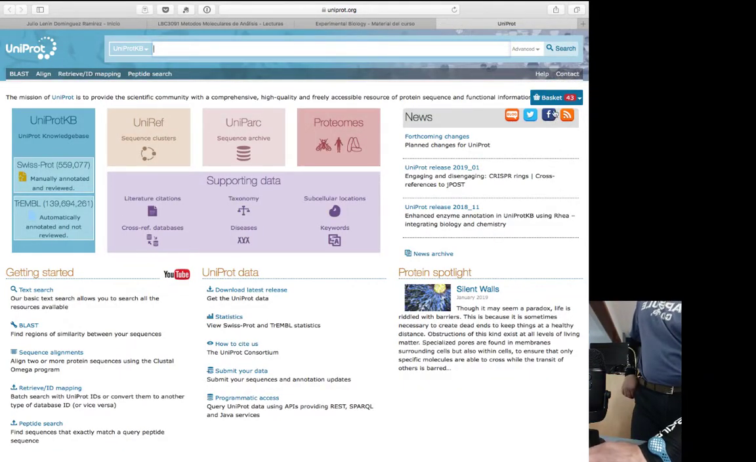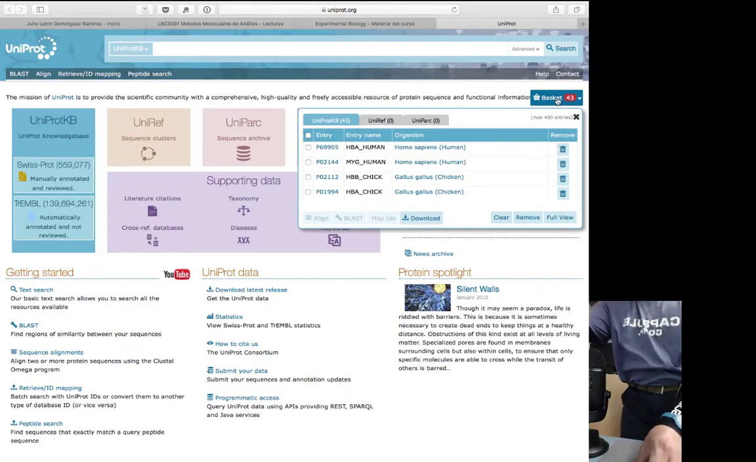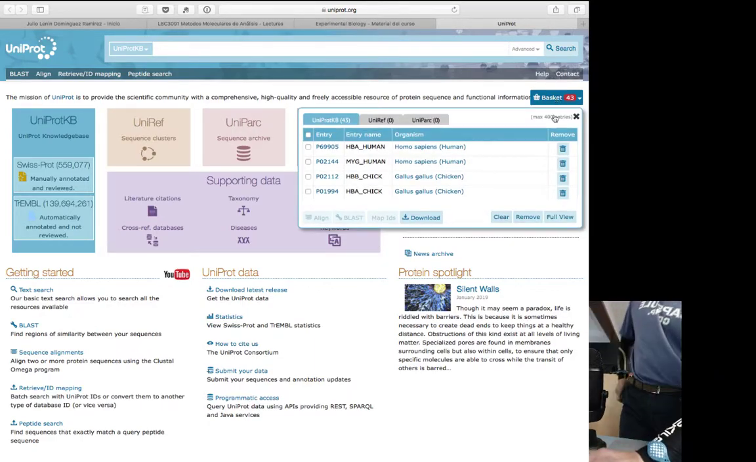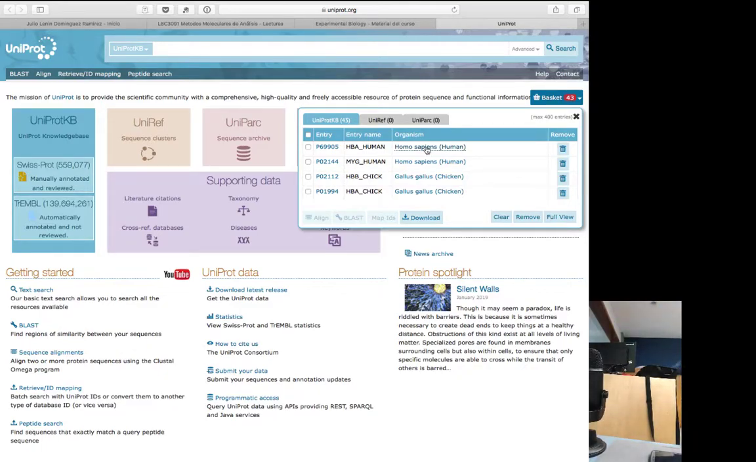The last two things I want to show you from this database are fairly simple. One, I'm going to go back to the usual suspect, hemoglobin alpha subunit from Homo sapiens.